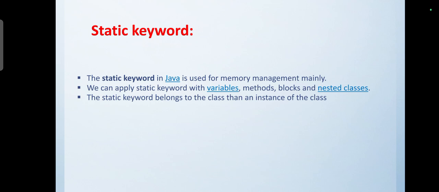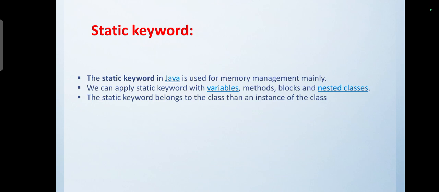Static keyword. The static keyword in Java is used mainly for memory management. We can apply the static keyword with variables, methods, blocks, and nested classes. The static keyword belongs to the class rather than an instance of the class. Another definition: a static member belongs to the class instead of a specific instance.